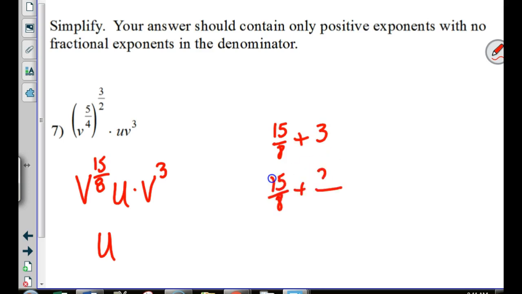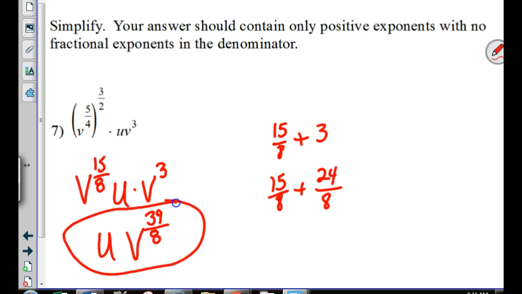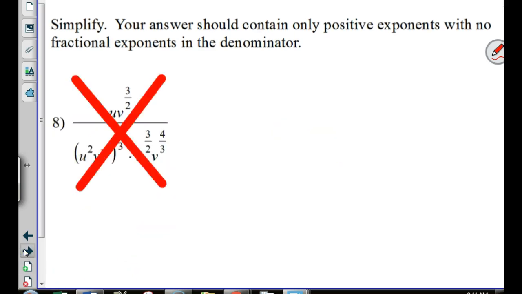If we got a common denominator, this would be 24/8. Good job. So is that 39/8? Ugh. And you definitely could have used your calculator there. We're just leaving it. That's all we had to do. Number 8, I crossed off.